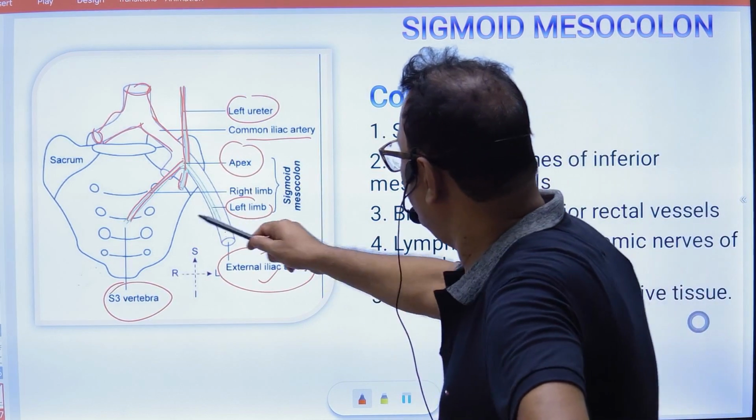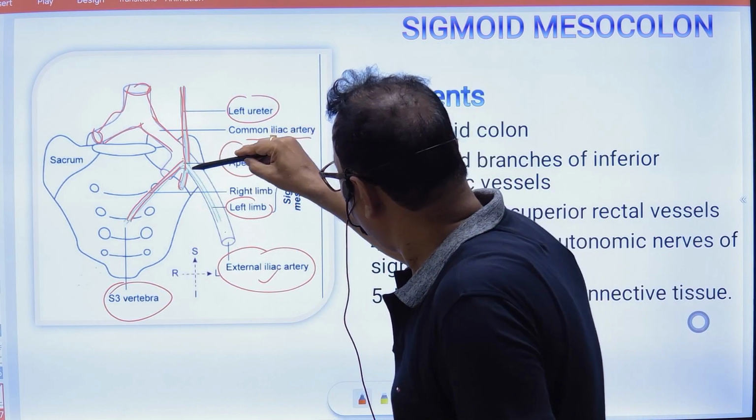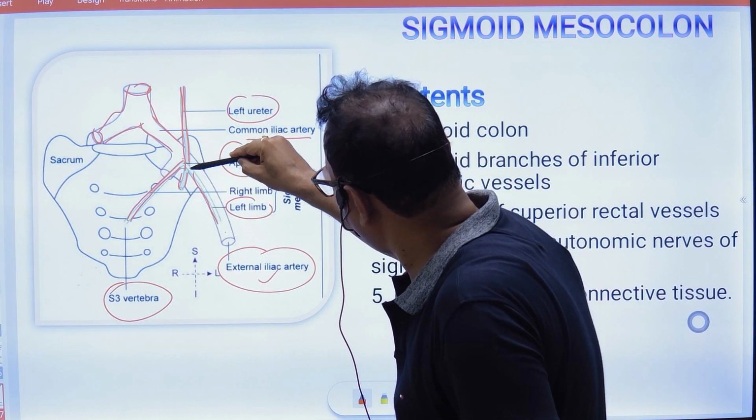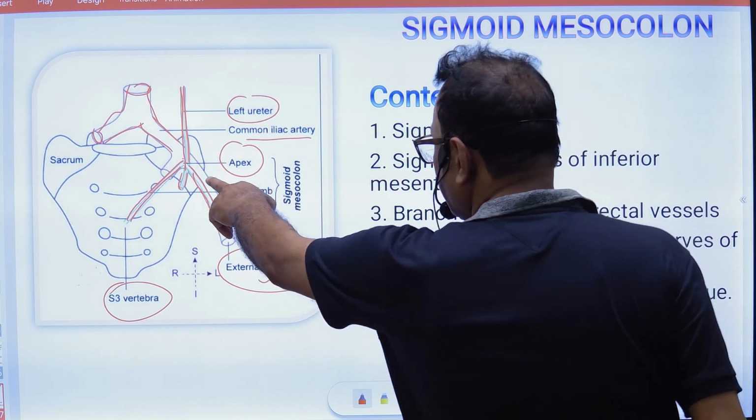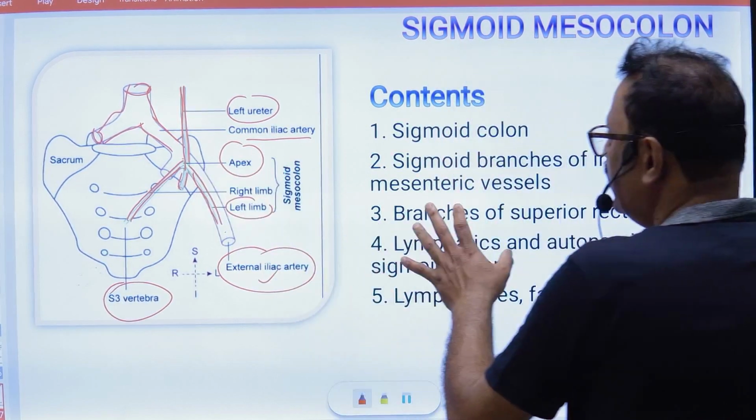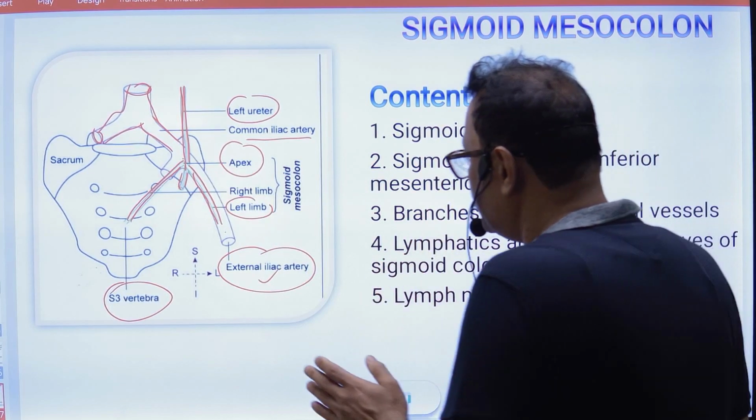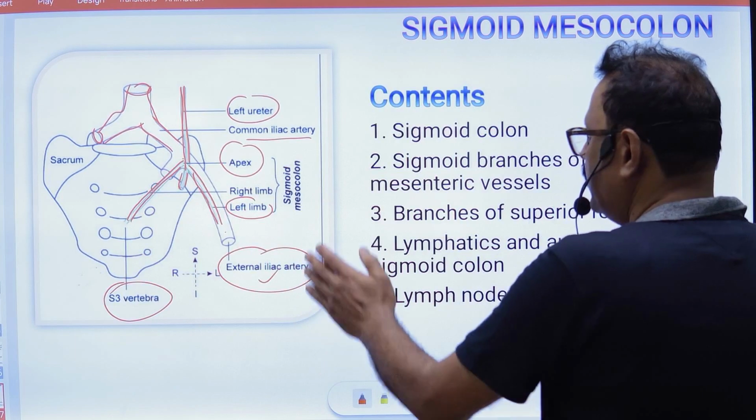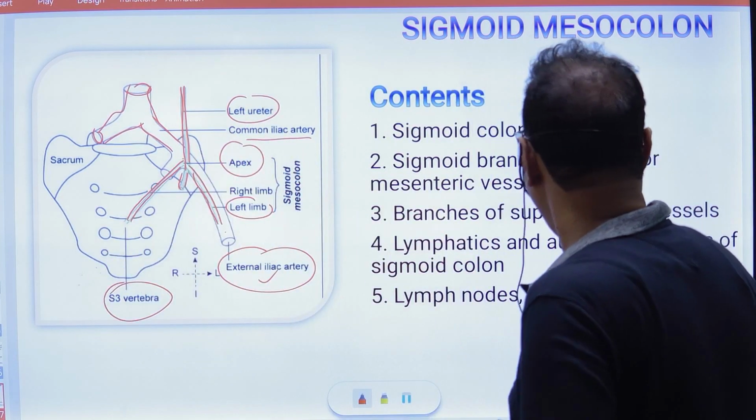So this is the inverted V-shaped structure. The right limb follows the external iliac artery. This is the external iliac artery. The apex lies at the level of the ureter, where the common iliac artery bifurcates into the external and internal iliac arteries. And the left limb is from the sacroiliac joint to the S3 vertebra.